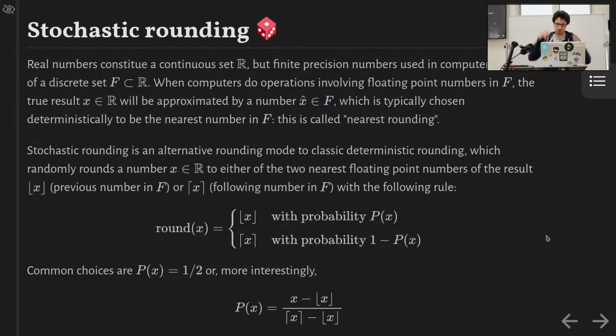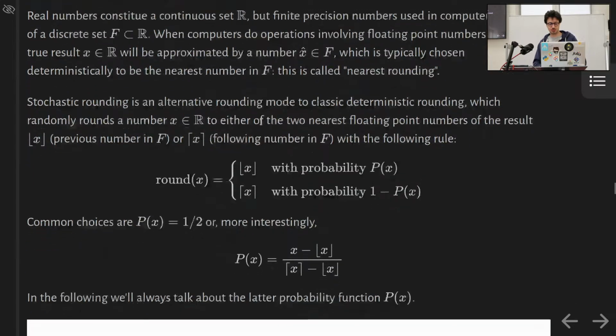Stochastic rounding means, first of all, real numbers constitute a continuous set R. But we know that computers use finite precision, so they cannot represent all numbers in R, but basically a discrete set F, which is a subset of R. So when we do operations with floating point numbers, we get a result x hat, which belongs to F, not R, and the result is the closest number in F to the actual number x that we would like to get in R. What computers usually do is deterministically round to the nearest number in F.